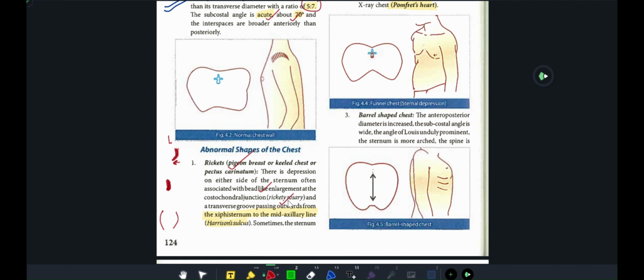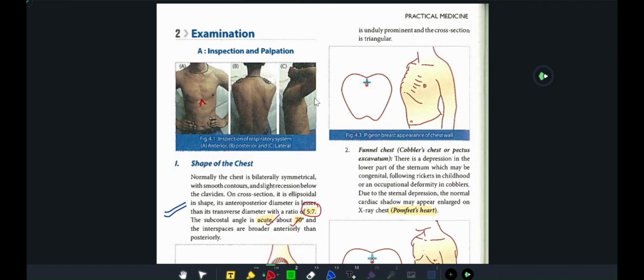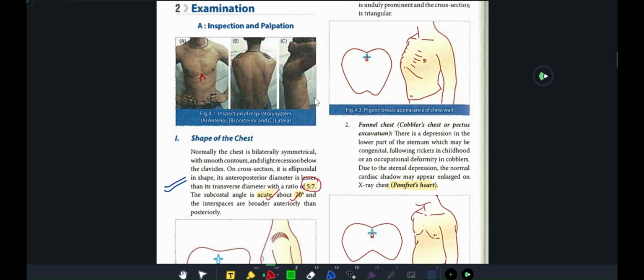The rachitic rosary is not painful, but scorbutic rosary is painful. Remember? And there is a transverse groove which passes outwards from the xiphoid sternum to the mid-axillary line, which is called Harrison's sulcus. Also a feature of the chest of a rickets patient.